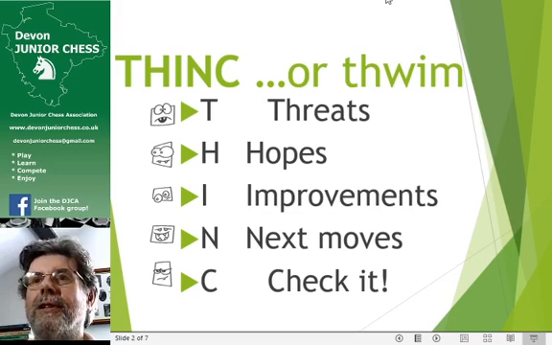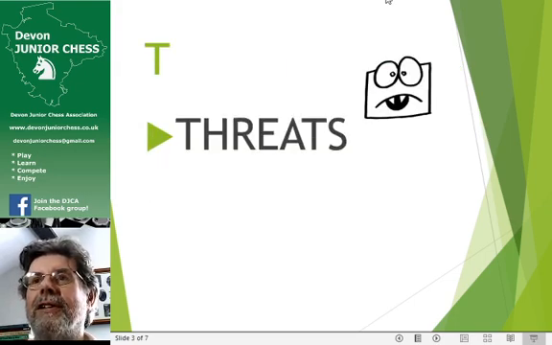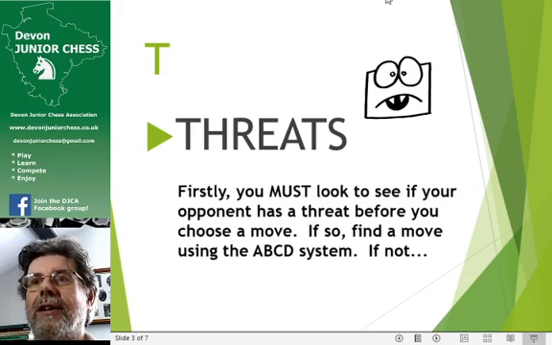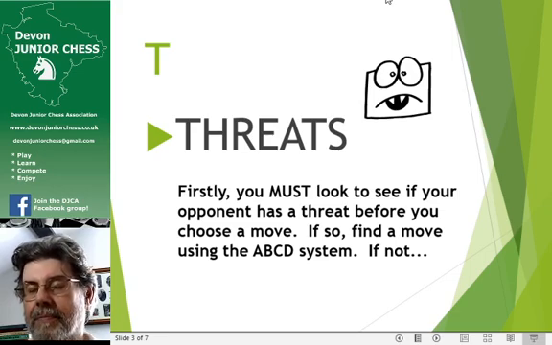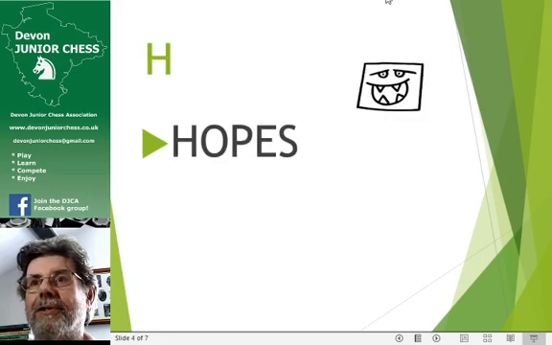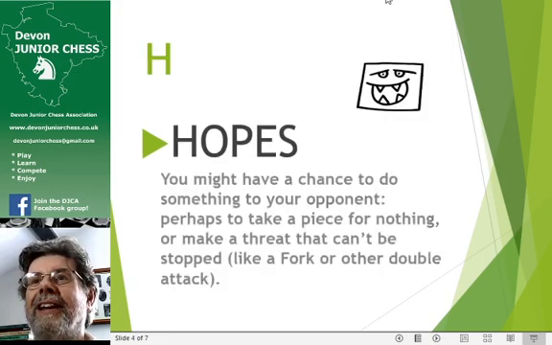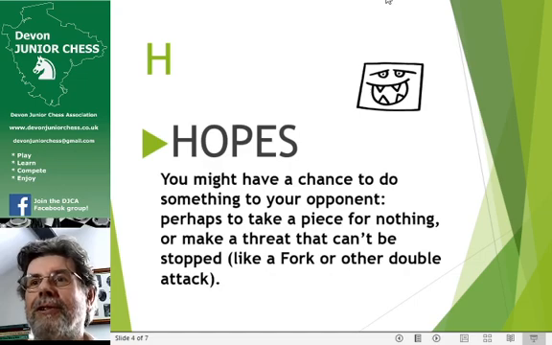So to go through those more slowly, the first thing that you need to think about is your opponent's threats. You must see that if your opponent has got a threat, before you choose a move, you need to find a way of meeting that threat with the ABCD system. If your opponent doesn't have a threat, then you might do. You've got something that you might hope to do, and perhaps you can take a piece for nothing, but it's only safe to do that if you know you can cope with your opponent's threats.